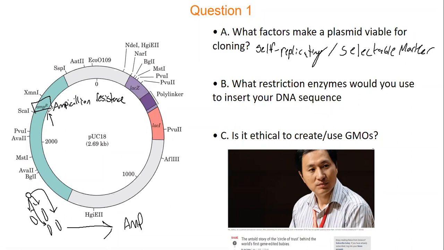It's a way on my plasmid to determine if a cell has my plasmid. So it can be antibacterial resistance. There's another one called blue-white screening that we'll talk about briefly, but it just needs some way that I can determine my plasmid was put into the cell.